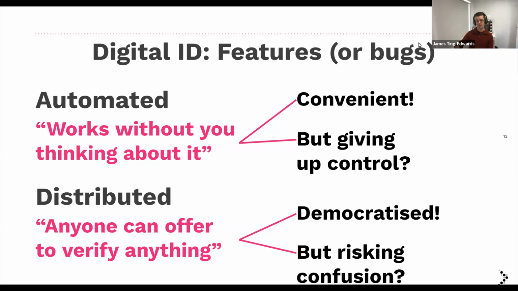But if you're not thinking about it, then we're back a little bit into the world that Michael was describing with algorithmic identity. It means that you might be giving up some control if you don't have that direct visibility of how your ID is being used.